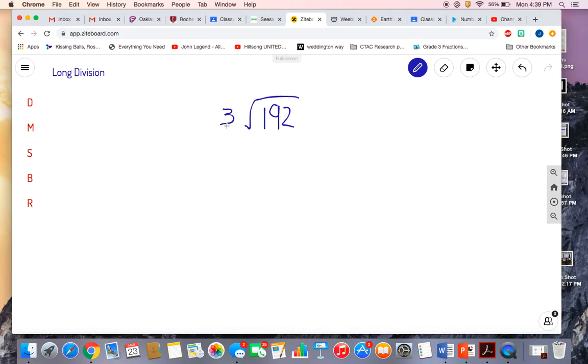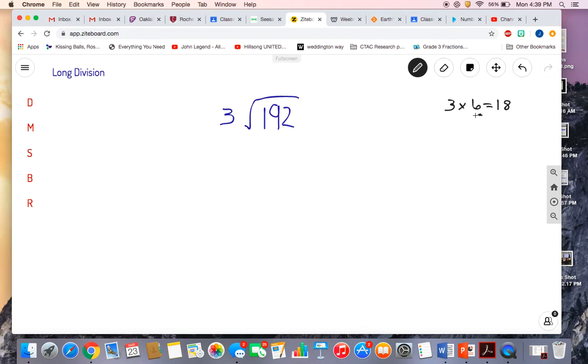So I'm going to say, okay, how many times does 3 go into 19 without going over? So I may off to the side do some quick math facts to see the closest I can get to 19 without going over. So I know immediately 3 times 5 is 15. Can I get a little closer to 19? Let's do 3 times 6, which will give me 18. And I know if I go any higher than 6, I'm going to go over.